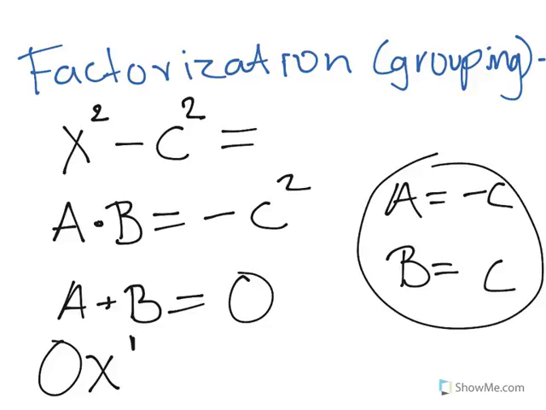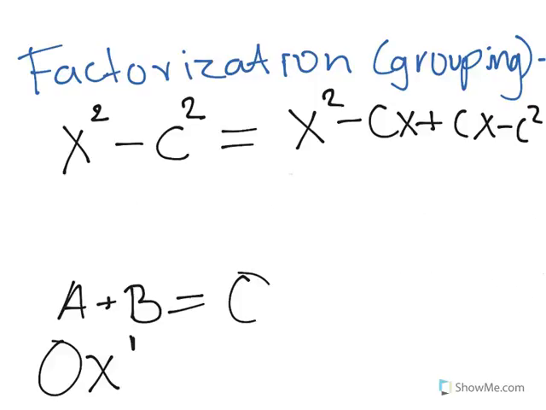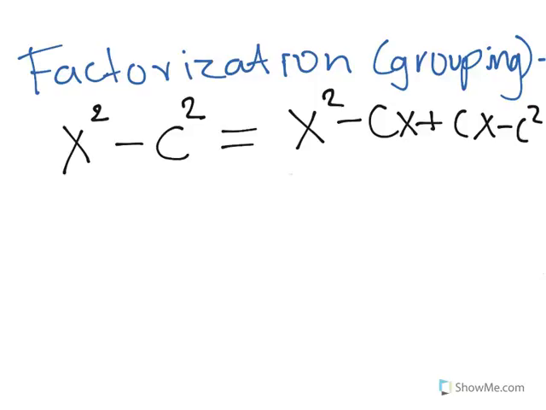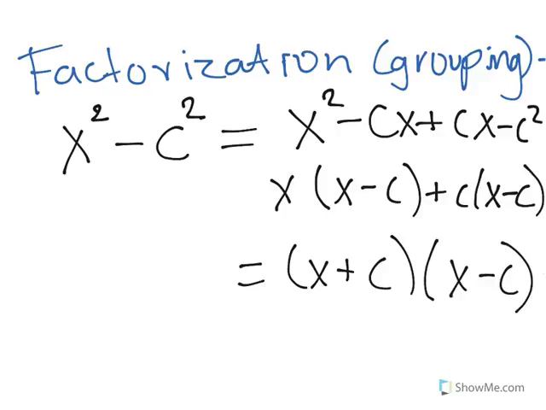So if you do this, then you can group and say x squared minus cx plus cx minus c squared, just like we have done it before. And now we can group them and we factor out an x here, and we have x minus c, and then we can factor out a c here, and we have x minus c. And so this is equal to x plus c times x minus c.